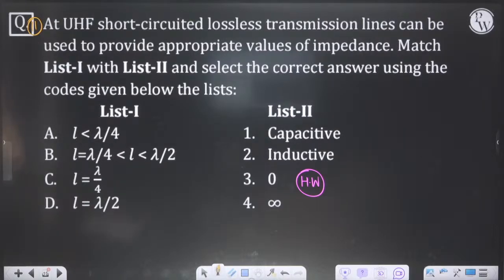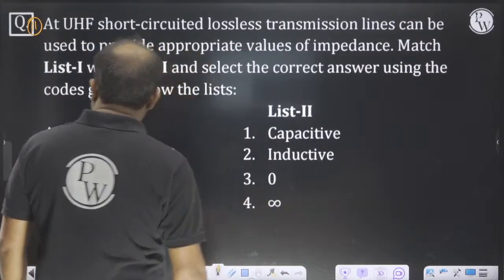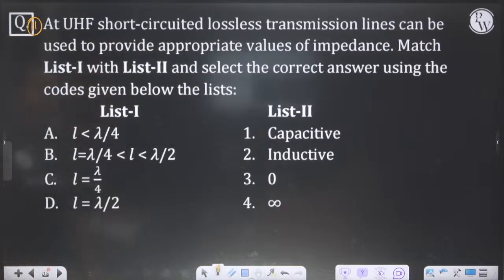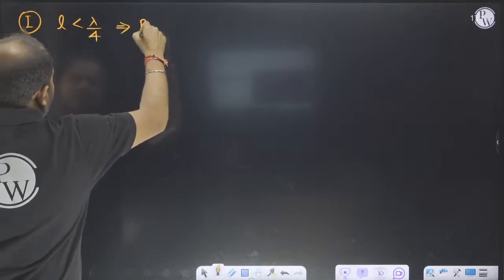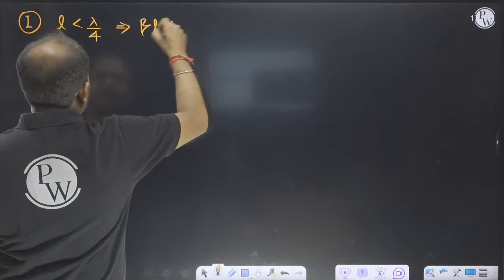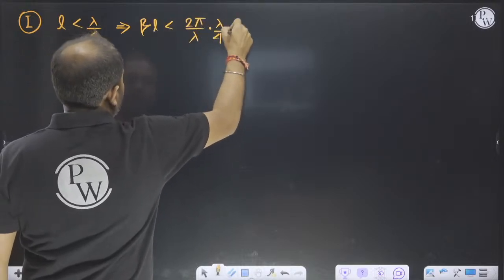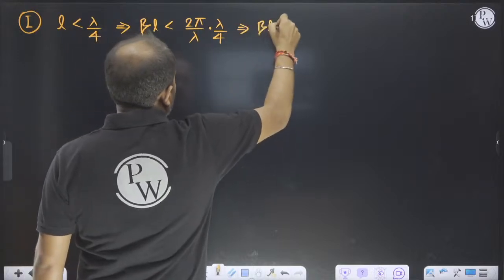Next, in this question, what have they asked? What length is given. Length is less than lambda by 4, lambda by 4 to lambda by 2. Okay. So I have to calculate beta L for different cases. Length is less than lambda by 4. What will you do? I will multiply by beta on both sides. Beta L is less than, and beta is how much? 2 pi by lambda into lambda by 4. So beta L is less than pi by 2.